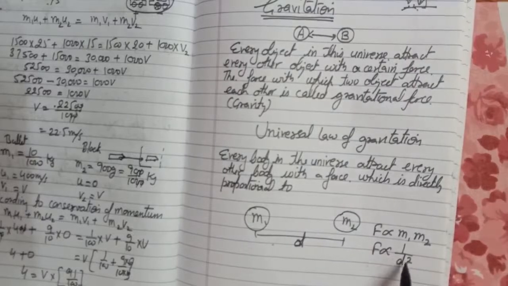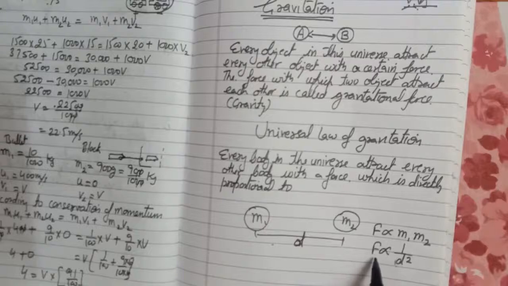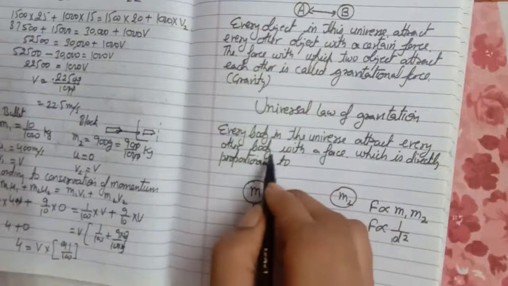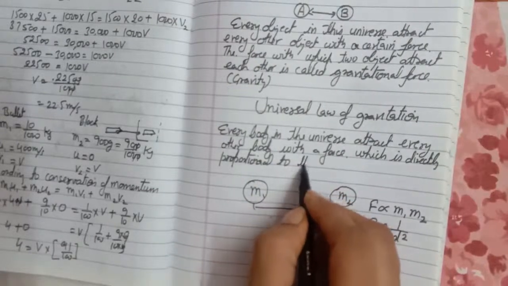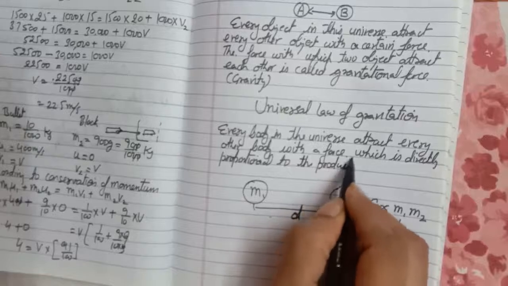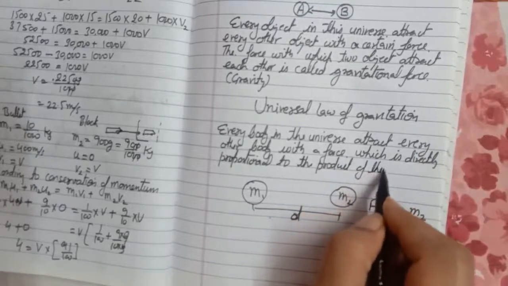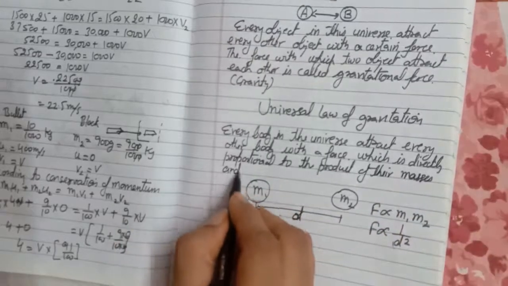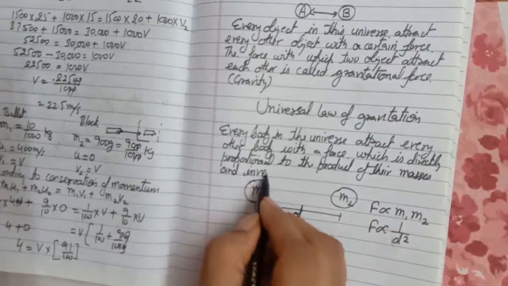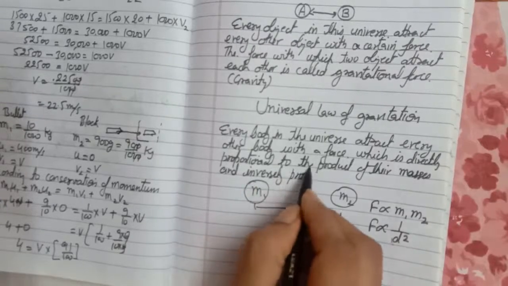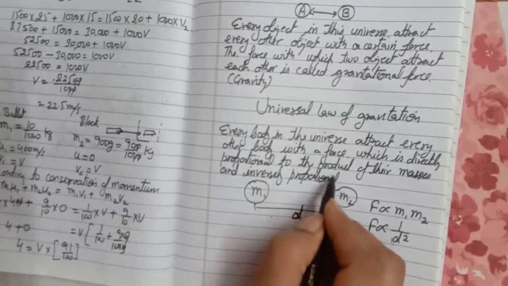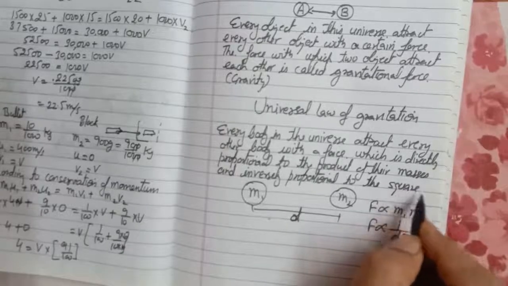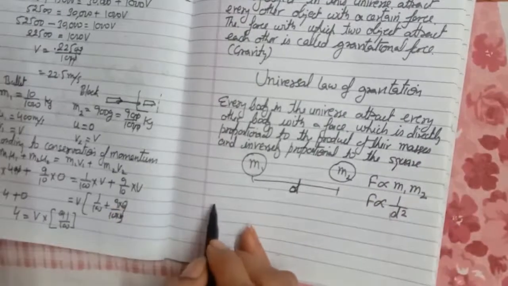Inversely proportional means if we increase this value, the other decreases. So the force is directly proportional to the product of their masses, and inversely proportional to the square of the distance between them.